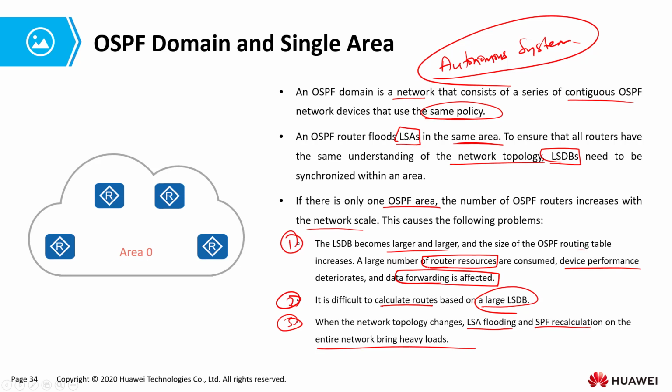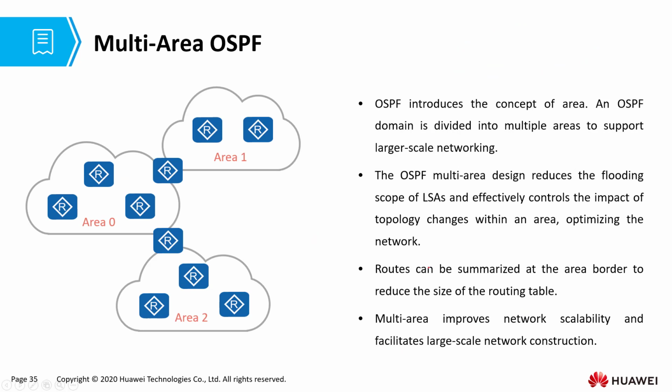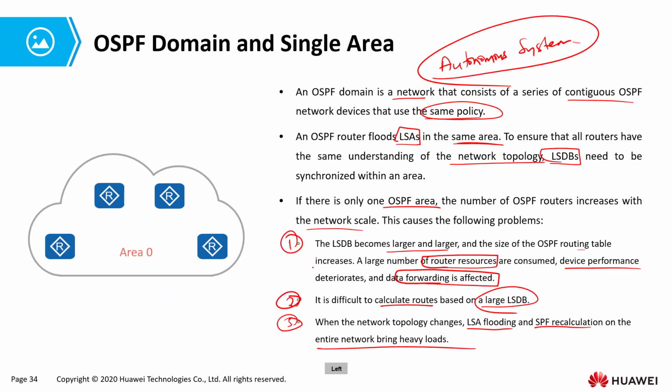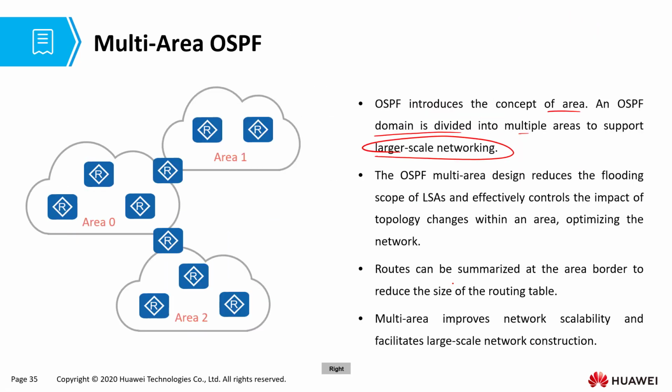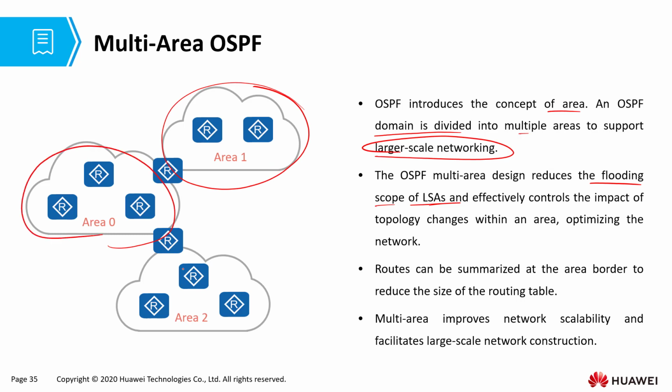This is the reason why when we have a large autonomous system, by the count of routers in it, of course, we prefer to deploy what we call the multi-area OSPF. So OSPF introduces the concept of the area, where we divide the OSPF domain into multiple areas to support larger scale networking without these three problems that I've just mentioned. The OSPF multi-area design reduces the flooding scope of the LSAs because link state advertisements will be flooded only within the area. Remember, all routers in the same area must have the same link state database, but not link state databases from other areas.